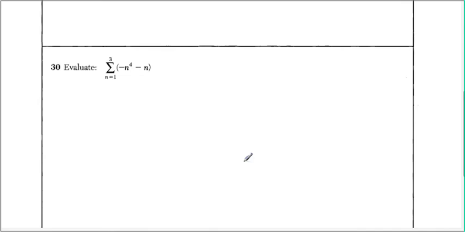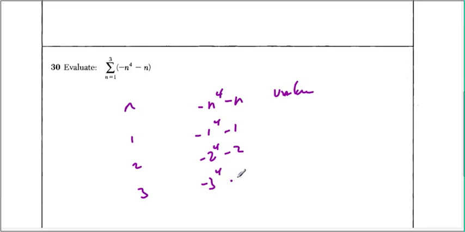Alright, for this sum problem, we're going to do a little chart. We're going to put n, negative n to the 4th minus n, and value. Good. So, we're going to start with n is 1, 2, 3. Negative 1 to the 4th minus 1, negative 2 to the 4th minus 2, and negative 3 to the 4th minus 3 gives us negative 2, negative 18, and negative 84. Add up those values, you get negative 104.